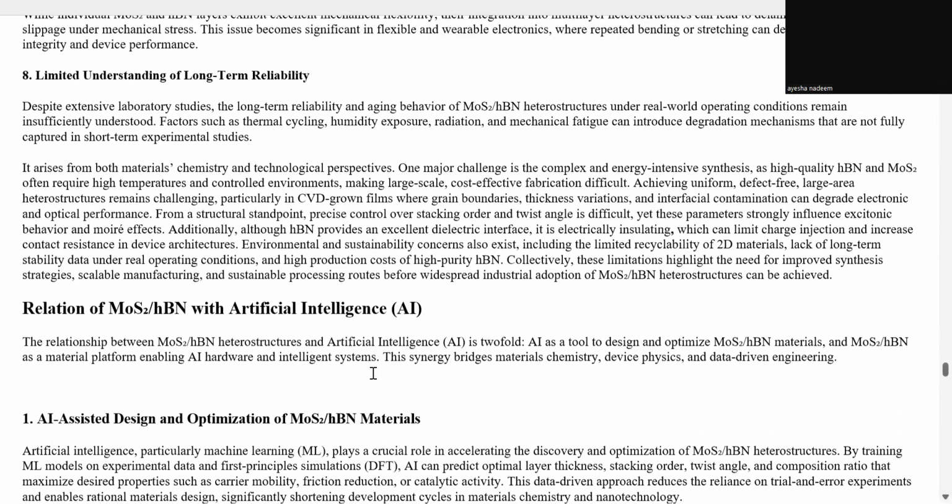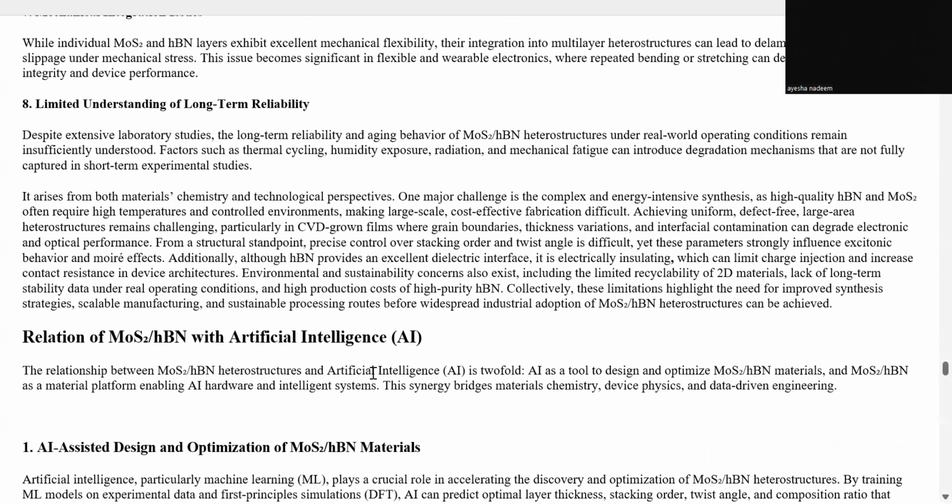It arises from both materials chemistry and technological perspectives. One major challenge is the complex and energy intensive synthesis, as high quality hBN and MoS2 often require high temperatures and controlled environments, making large scale, cost effective fabrication difficult. Achieving uniform, defect free, large area heterostructures remains challenging, particularly in CVD grown films, where grain boundaries, thickness variations, and interfacial contaminations can degrade electronic and optical performance.